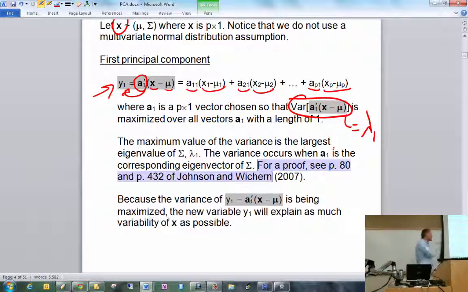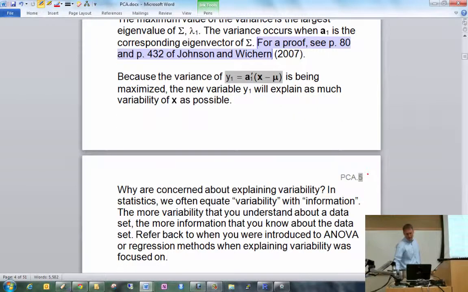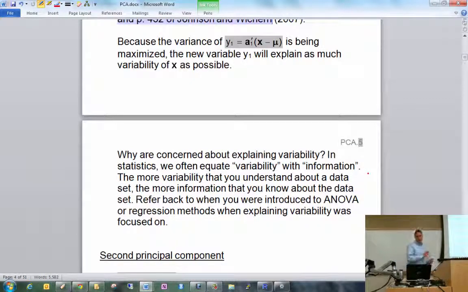If you do want a proof, this proof is actually in a multivariate book. I think personally that this book is at a higher level than what we would want in our class, although I know this book has been used in the past to teach this. It contains a lot more matrix algebra than what we would do here. Okay. So again, because we are maximizing this variance, we are essentially trying to get at as much information as possible that one linear combination could find with your data.